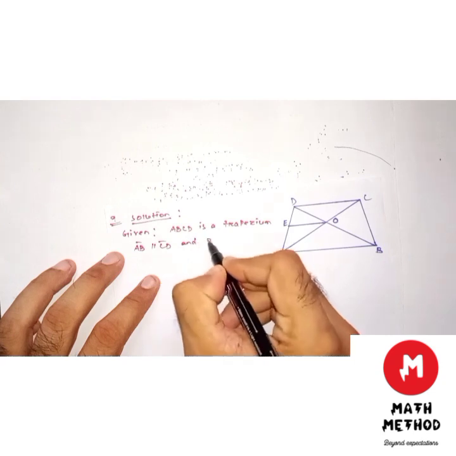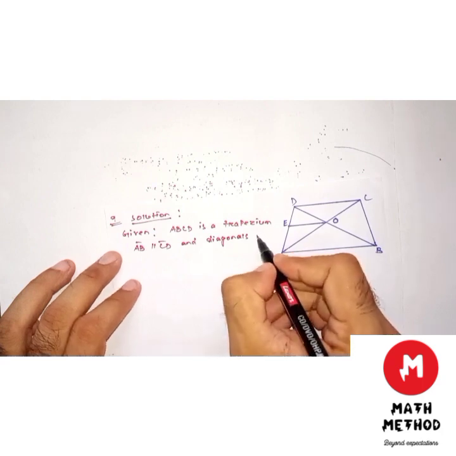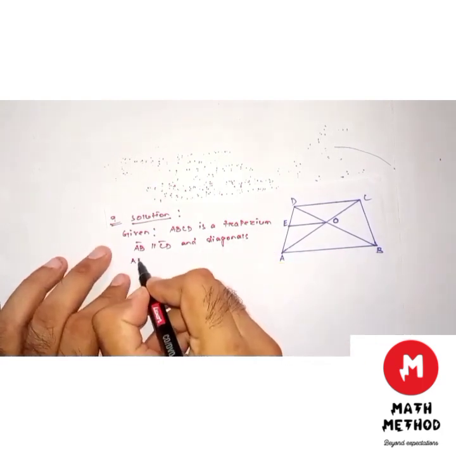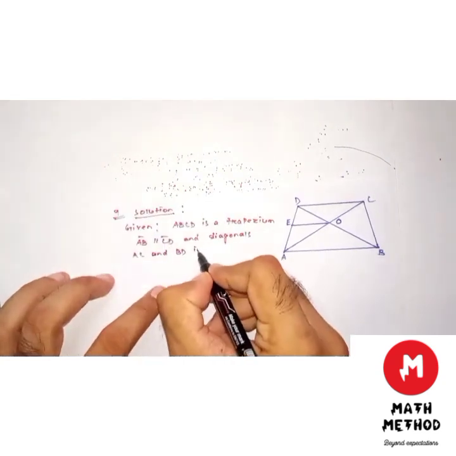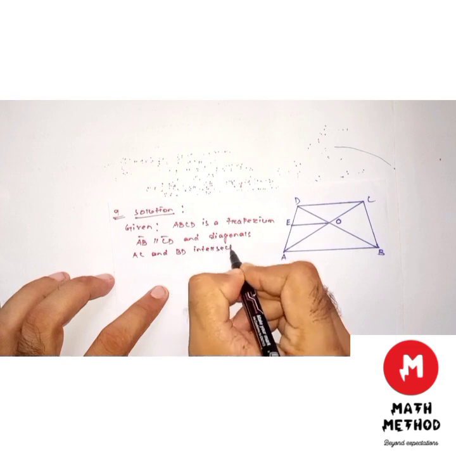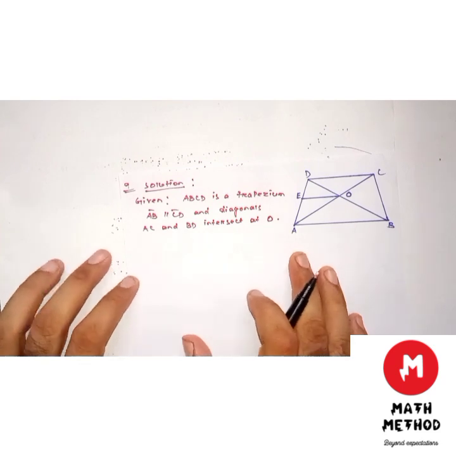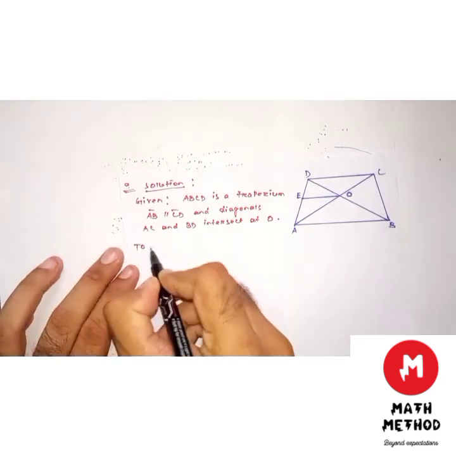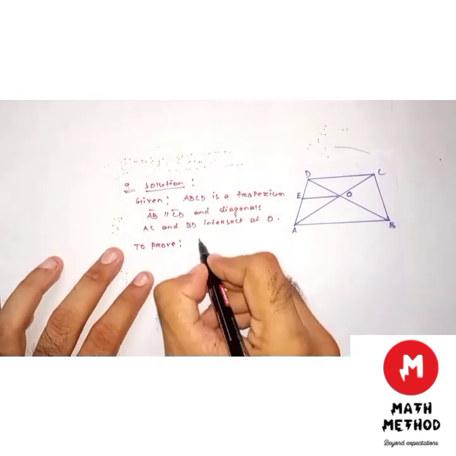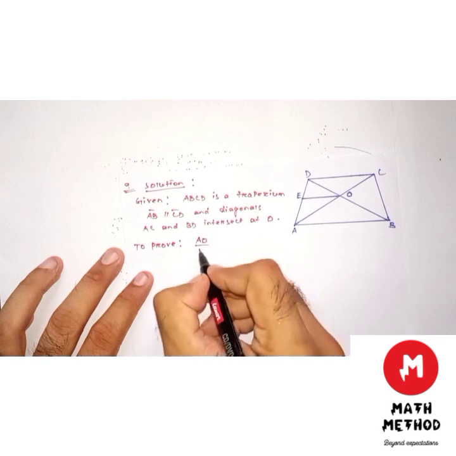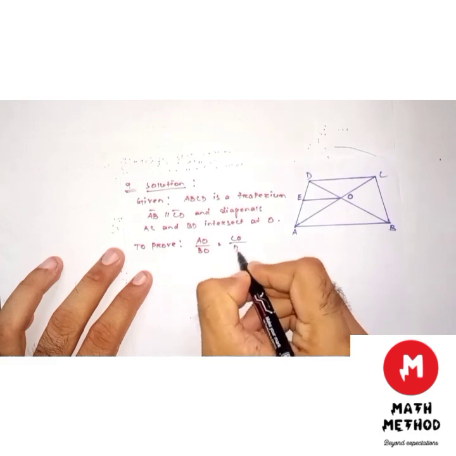And diagonals AC and BD intersect at point O. Clear? Now we have to prove, means to prove. To prove what? To prove that AO upon BO is equal to CO upon DO.